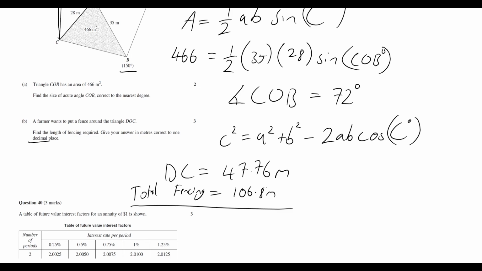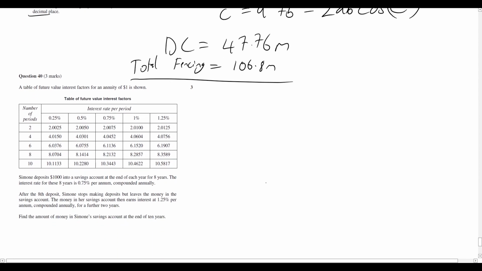And there we go. Okay, second last question now. We're going pretty well. So, question 40. A table of future value interest factors for an annuity of $1 is shown. So, Simone deposits $1,000 into a savings account at the end of each year for 8 years. Okay, so right off the bat, we know that we're most likely interested in the number of periods being 8. The interest rate for these 8 years is 0.75% per annum, compounded annually.